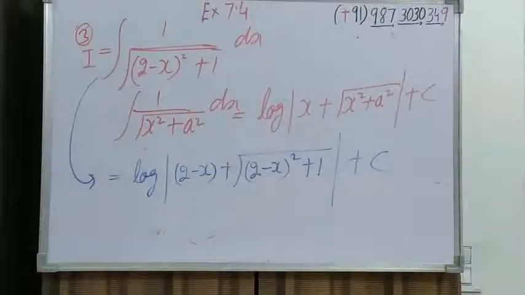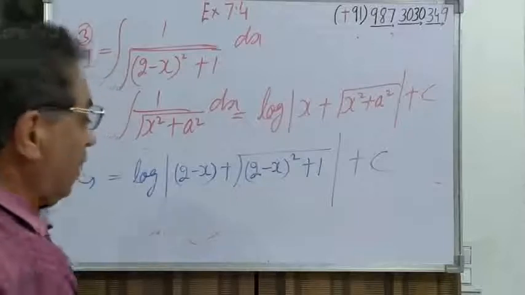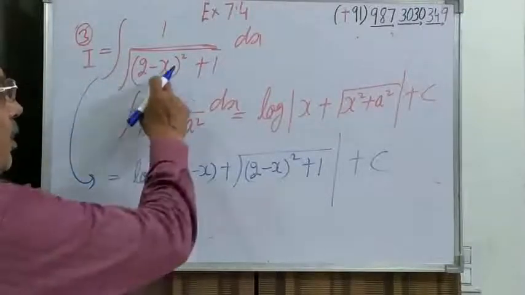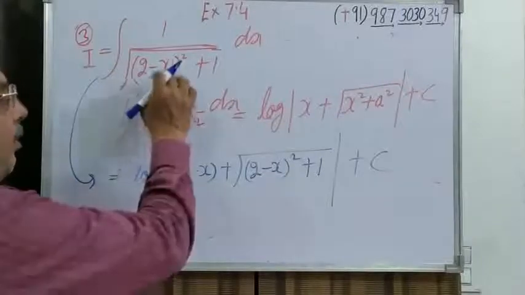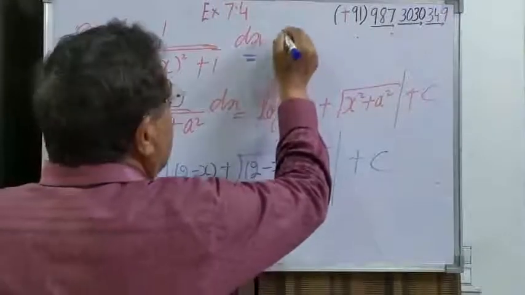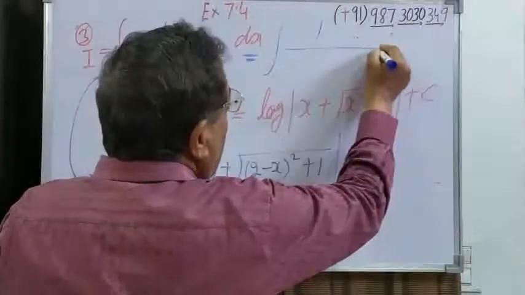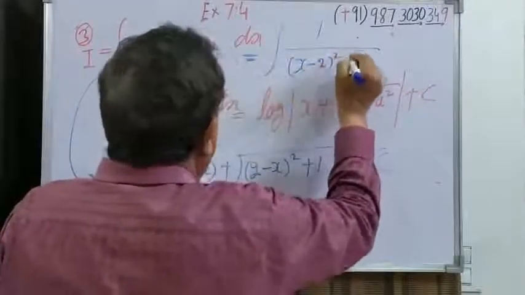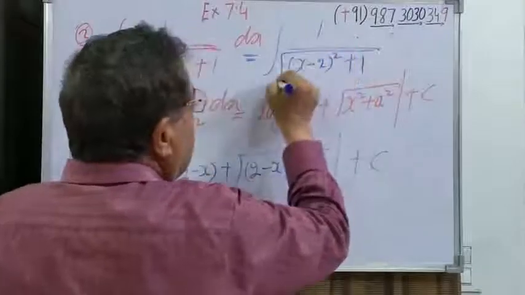Question number 2, the answer for this one is x minus log of x minus 2 minus x, plus (2 minus x) whole square. Because it is a square, we can convert it this way, if you want to simplify it further: 1 upon (x minus 2) whole square plus 1 under the root.